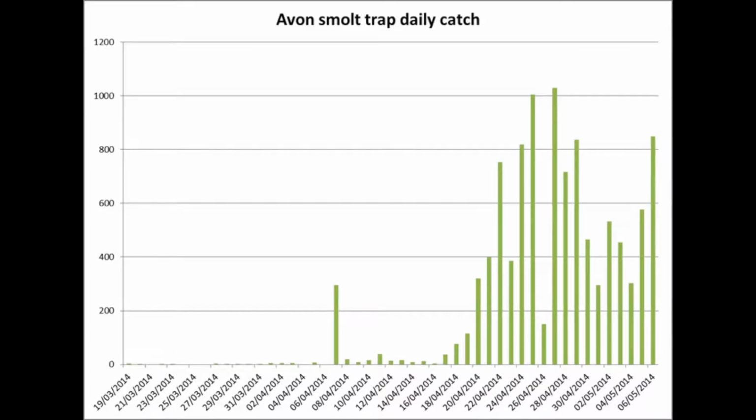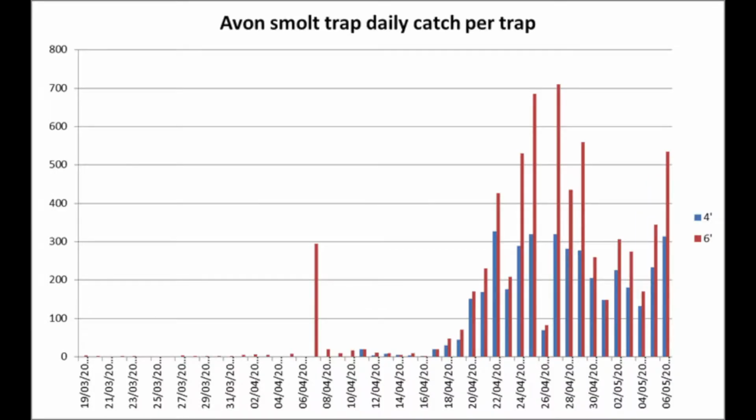Just before we finish, the Spey Foundation have kindly provided us with some example data sets for the purposes of this training video. So here you see the current River Anne data set with date on the x-axis and catches on the y-axis. On the far right you'll see today's catch of just over 800 fish. Here's the same data set split into the 4-foot and the 6-foot trap. You'll see slightly higher catches in the 6-foot trap.